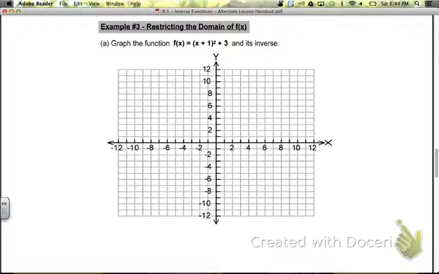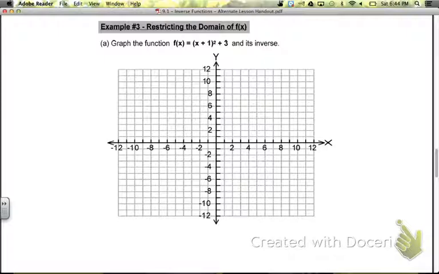So now in example 3, we want to restrict the domain of f at x. Well, this is just an example of it. We're not actually going to restrict the domain to begin with. We're just going to graph both the function and the inverse of that function. And then we'll talk about why we may want to restrict it.